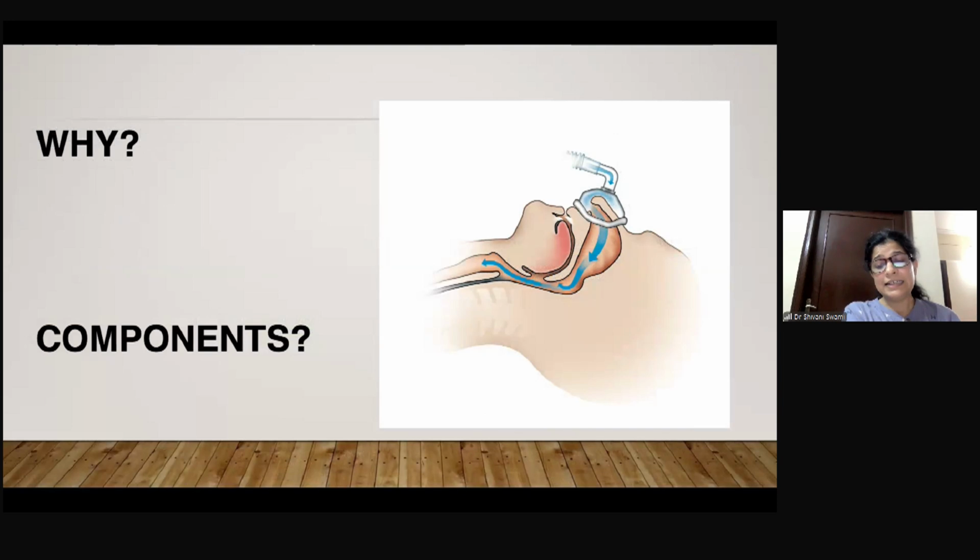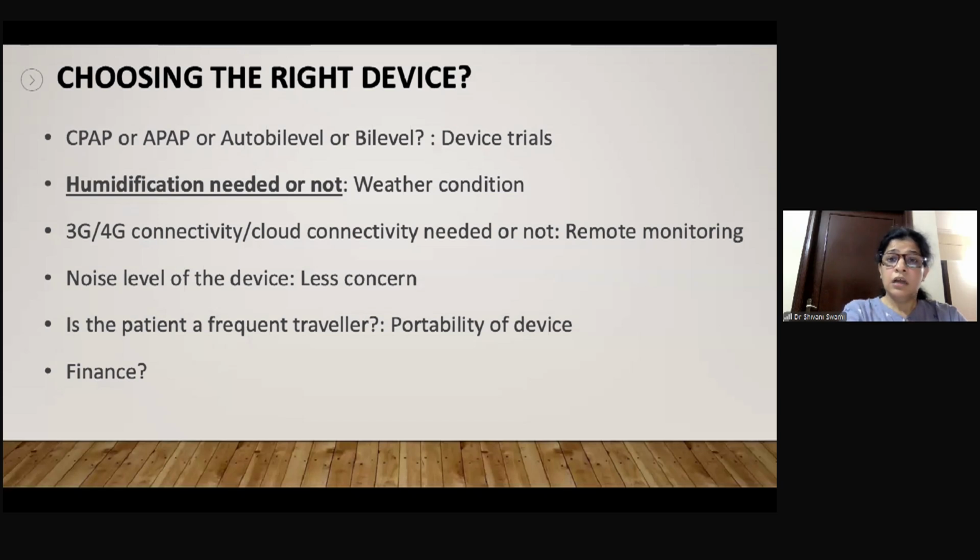But what exactly is PAP therapy? It's basically an equipment which has various components, which includes an interface, a connecting tubing, which is, of course, of various types as well, and then the equipment itself. So, this is what it comprises. But we do know that there are various types, and which one to use in which patient is actually the most challenging part, choosing the right device.